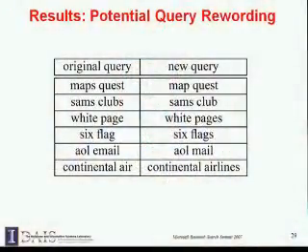Here is just some sample results about query rewriting. The first is the original query. The other is a new query. We can see that the first, maps quest, is not as appropriate as map quest. The second one, Sam's Clubs, is not as appropriate as Sam's Club. It's some kind of plural and singular format. So you can see that this query is not effective. It's better to recommend this word once the user inputs this word as the initial query.